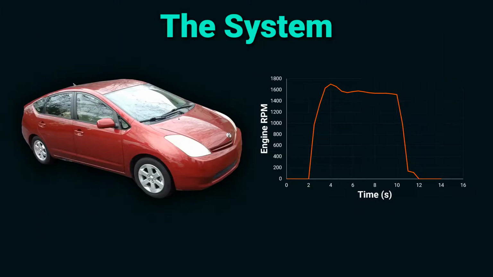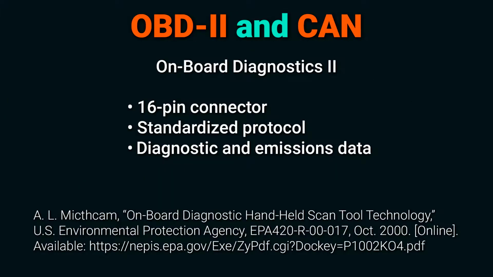For this project, I've created a system that gathers and displays data from my car, a 2005 Toyota Prius. The system connects to the car's electronic control units via its internal network and requests specific parameters such as engine RPM, speed, and coolant temperature. This kind of system is made possible by the OBD2 and CAN standards.